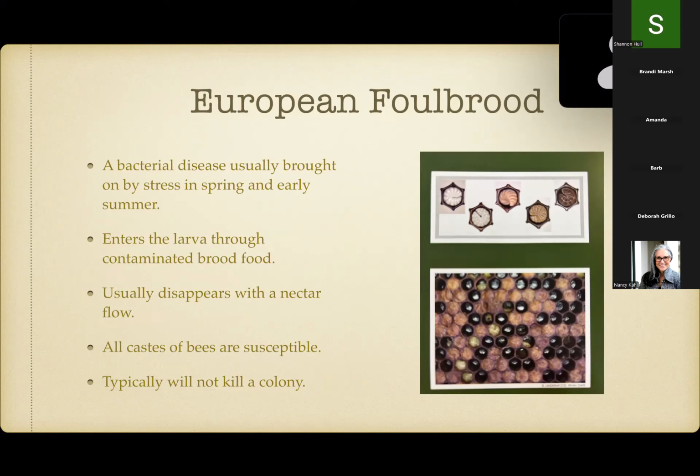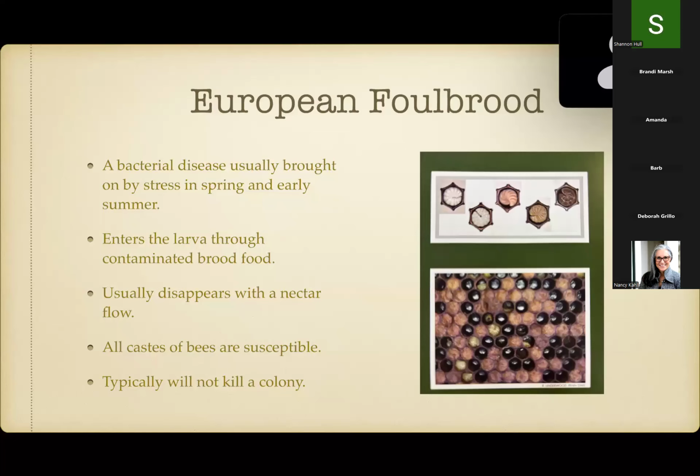European foul brood, it's got that same name, but guess what? It's okay. It's a bacterial disease. It's brought on by stress. It usually only happens in the spring and early summer. It enters the larva through contaminated brood food, usually disappears when a nectar flow occurs. All castes of your bees, your workers, your drones, your queens are susceptible, typically will not kill a colony.